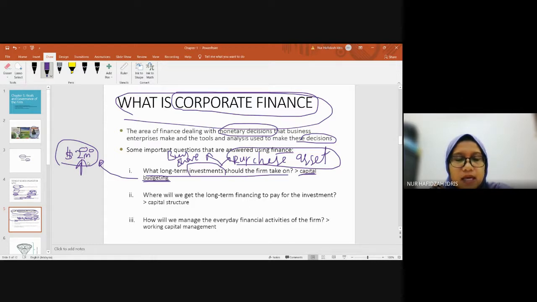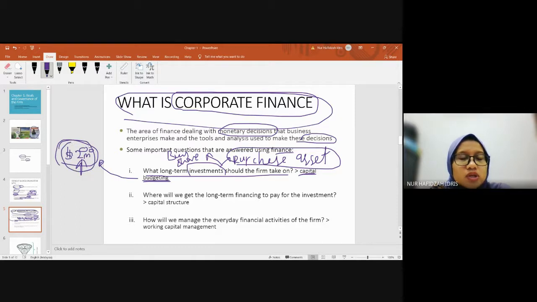Sebab apa? NPV positif. Internal rate of return pun higher than your required rate of return. Profitability index pun positif. So, you need to buy the machine with cost of 200 million. Then it will come up with the second question: how will your company get this 200 million? Nak dapatkan 200 juta ni daripada mana?